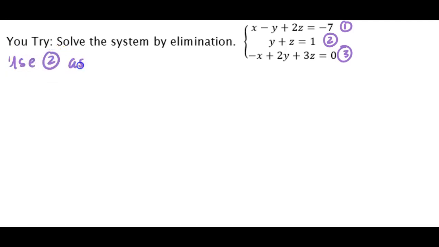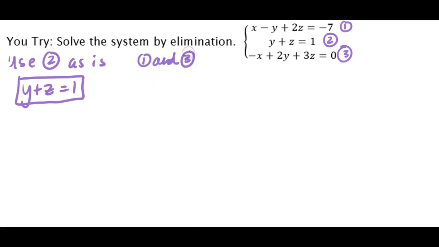So we're going to use equation 2 as is. I'm just going to write it down. Y plus z equals 1. And then I'm going to take equations 1 and 3, and I want it to be something that only has y and z, so that means I'm going to eliminate x. So I'm going to write down equation 1, which is x minus y plus 2z equals negative 7. And then I'm also going to copy down equation 3.